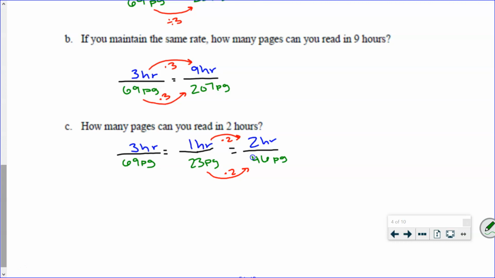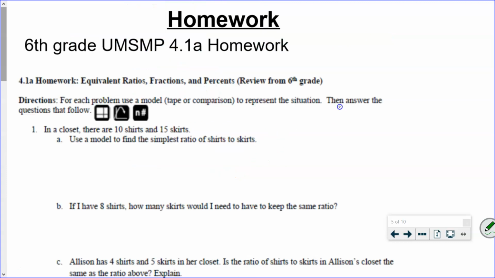Ladies and gentlemen, we have now completed this lesson. It took us 3 days, but now you guys are going to be professionals at finding ratios and equivalent ratios and simplifying ratios, especially after you complete your homework.